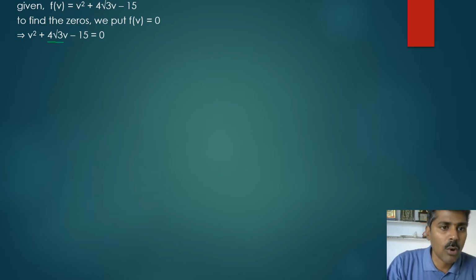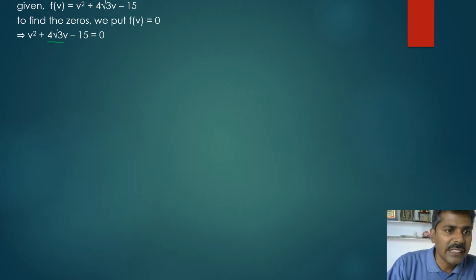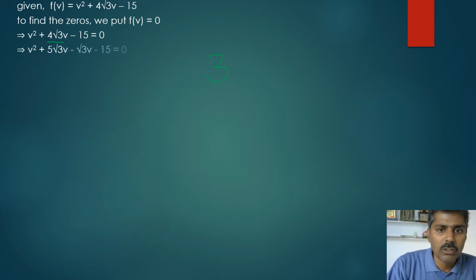Just a logic question here: in 15 we have only the factors 3 and 5. So we can go with only 3 into 5. Is it? 3 into 5 is 15.